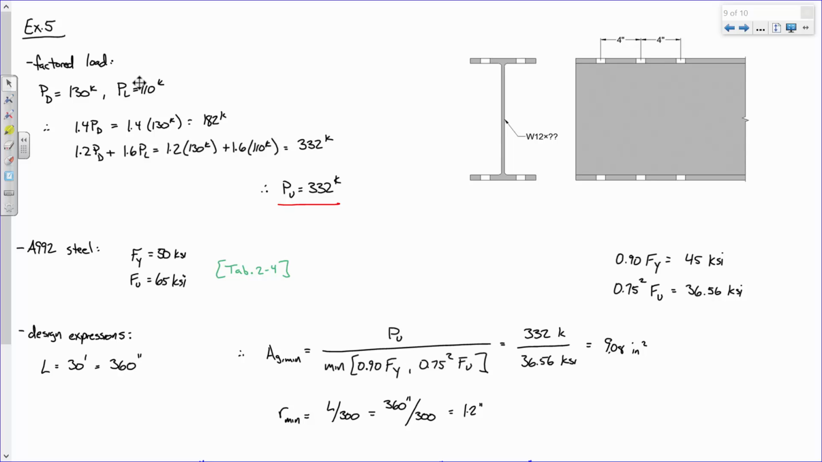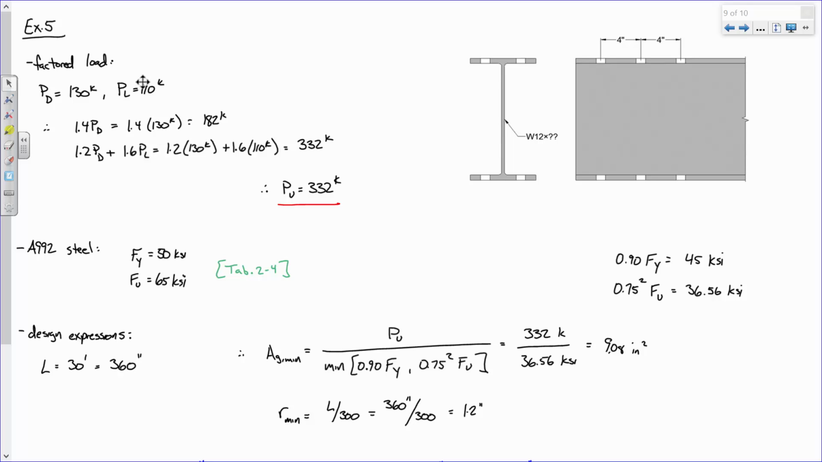And then it got into design mode. Our design expressions, basically what we're trying to do is solve for properties that we can look up in the manual and find a shape that has those values. So we were trying to find a shape that had at least a gross area of 9.08 square inches and at least a radius of gyration of 1.2 inches.